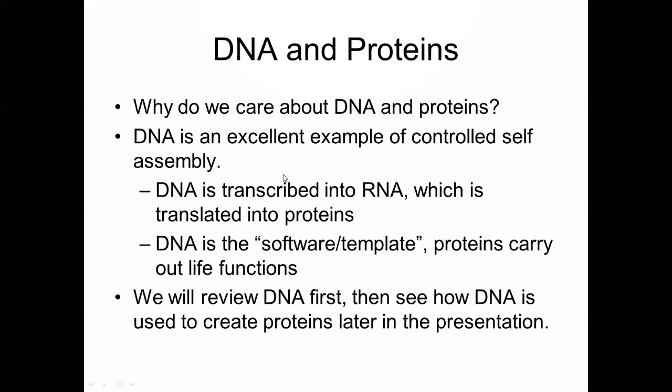So why do we care about DNA and proteins? Because DNA is an excellent example of controlled self-assembly. DNA is transcribed into RNA, so transcribed is the same language, per se. It's still nucleic acid to nucleic acid, but then it is translated into amino acids, which is a different type of acid. So that's why they have the terminology transcribed and translated. And then that system is actually used to create an amino acid, and this amino acid in its assembly form is called a protein.